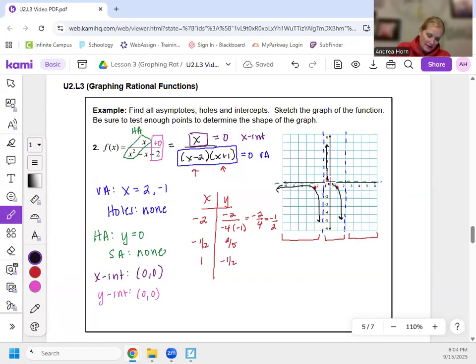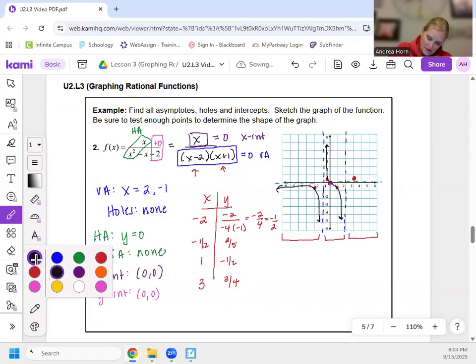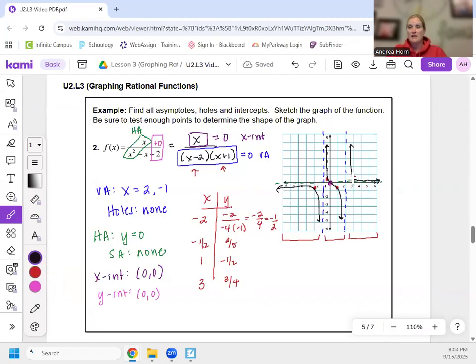And then last but not least, I need to get a point on the right side. So I'm going to plug in 3. Again, I've done the math for us. So I get 3/4. So 3/4 is here. That tells me that this curve is above my horizontal asymptote, and so it looks something like this. Now, remember I said we're not going to cross our horizontal asymptote unless our math tells us. Notice here, our math tells us to cross that horizontal asymptote because of the points that we plugged in.